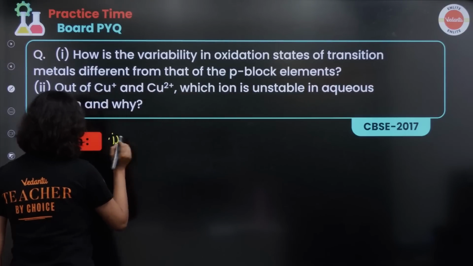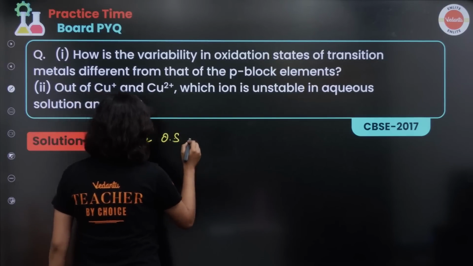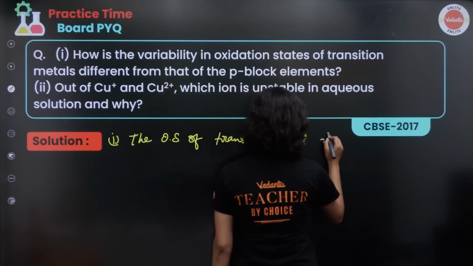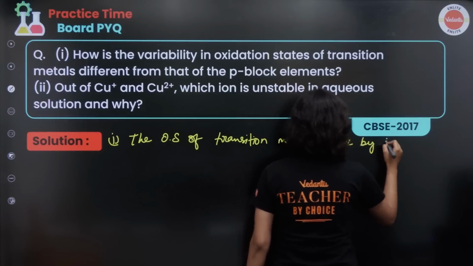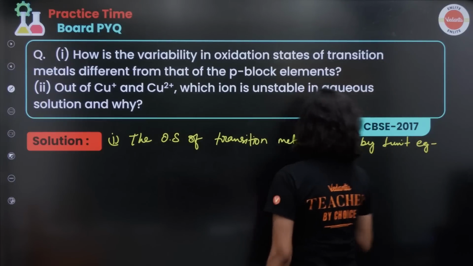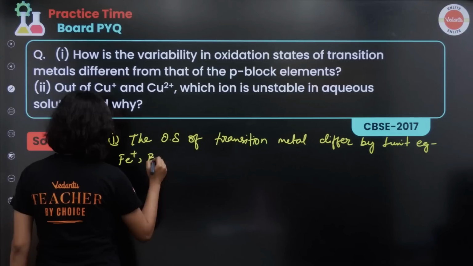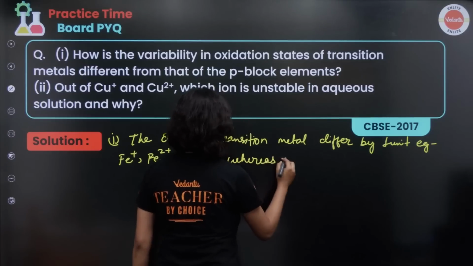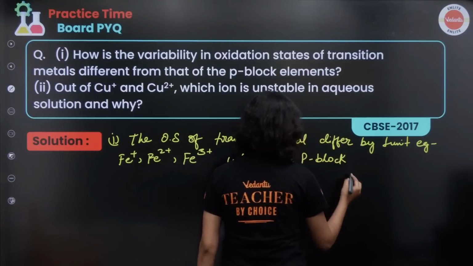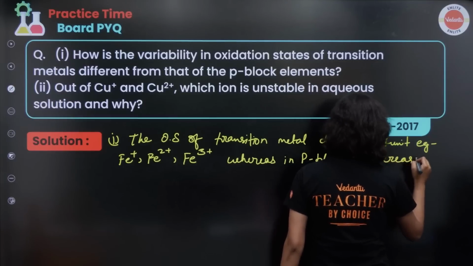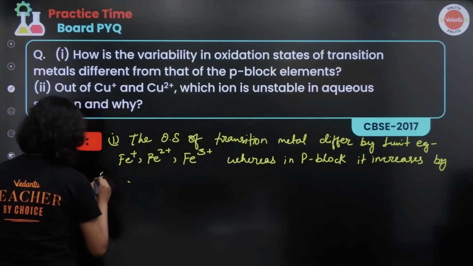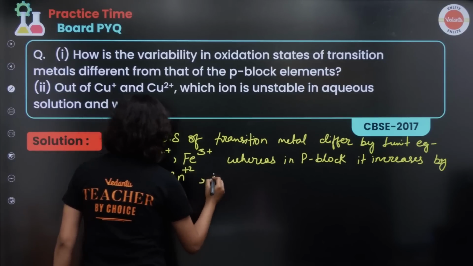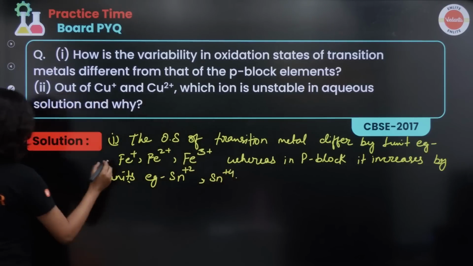Okay. Now, part 1. The OS of transition metals differ by 1 unit, e.g. Fe+, Fe2+, Fe3+, whereas in p-block it increases by 2 units, e.g. Sn+2, Sn+4.